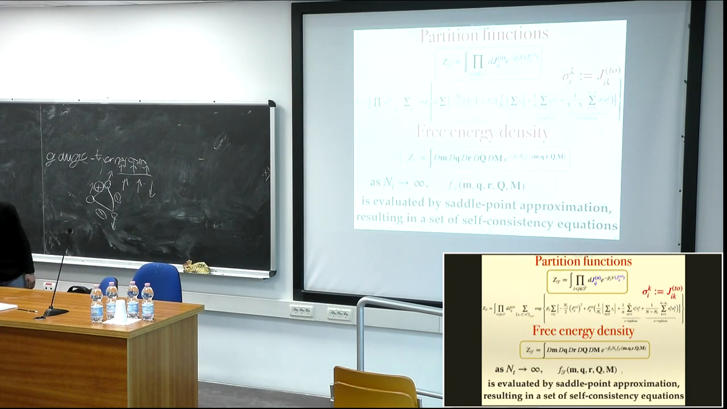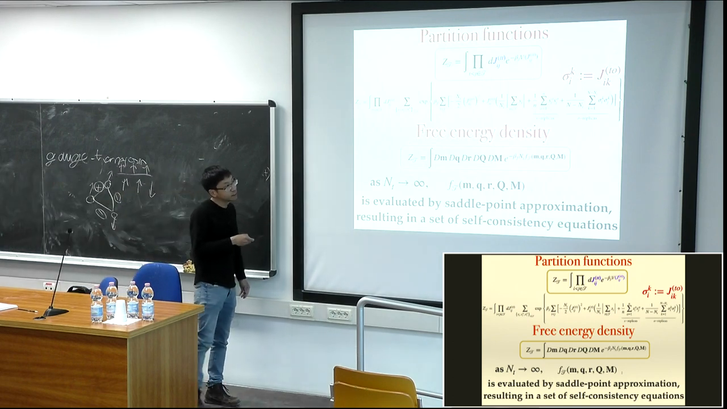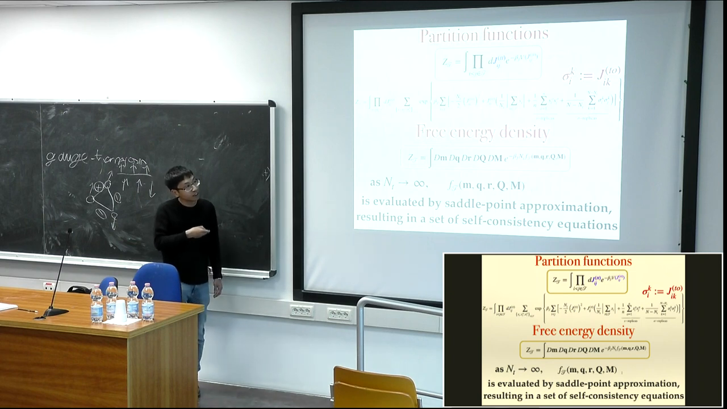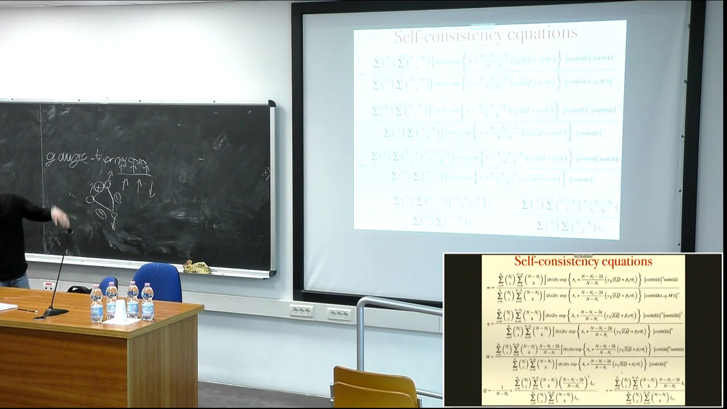When we consider the second kind of replica species, we can compute the partition function explicitly using this saddle point approximation, and you can get some set of self-consistency equations, and then you can solve it. When you solve it, you will have some feeling of the structure.